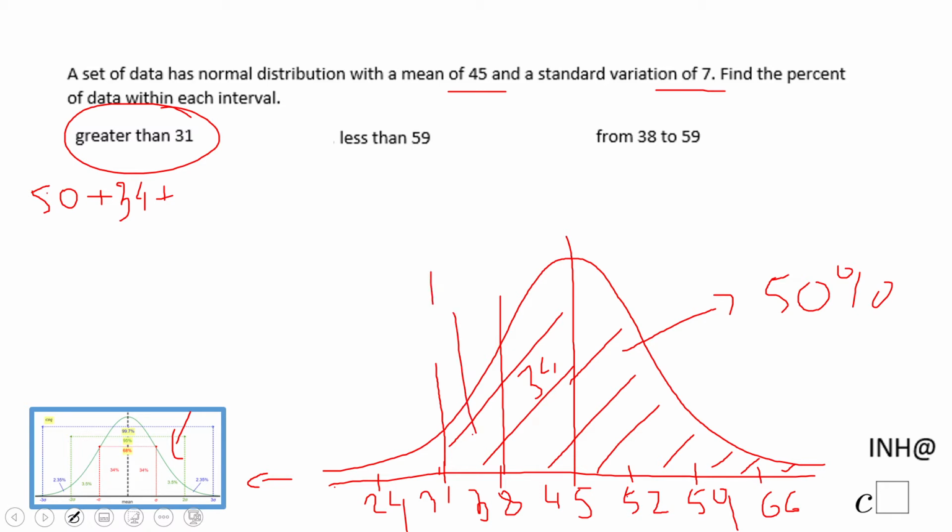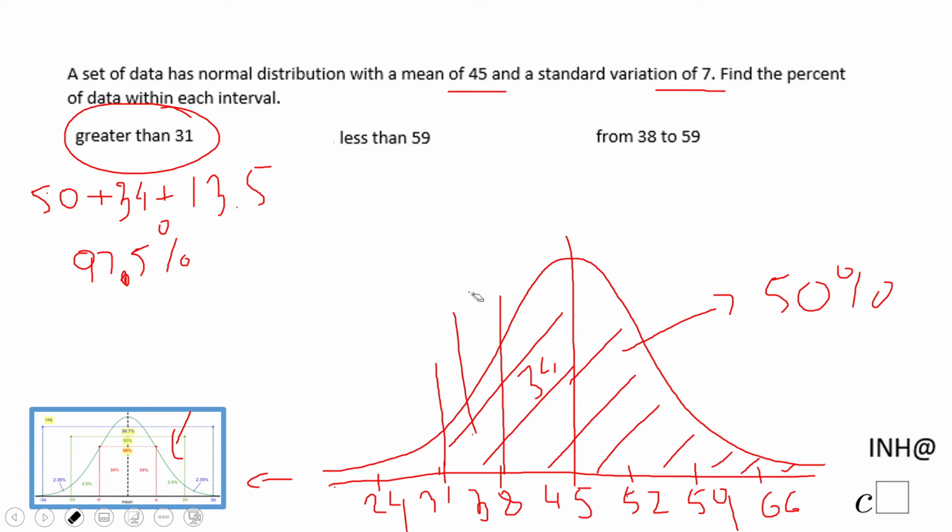This one is 13.5. If you add these three numbers, we're going to get 97.5% of the data is greater than 31. And now we can move to the second part.